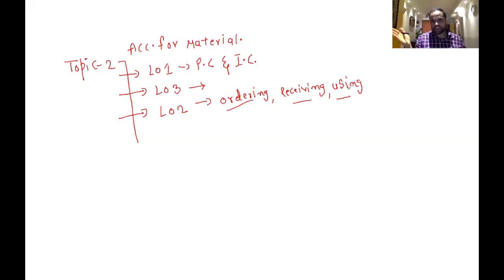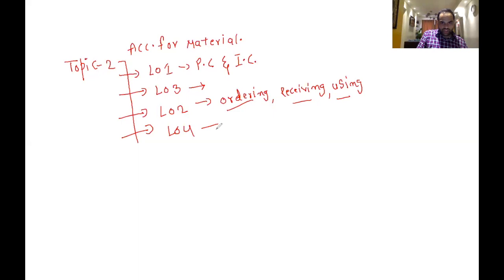PRN, purchase requisition notes, or MRN, material requisition notes, or GRN, goods received notes, RRN, reverse requisition notes, bin card, right? Which help us to maintain the level of inventory so we can order it, right? So all these kinds of things, purchase order, PO, what that stands for, right? So all these things you should know, right?